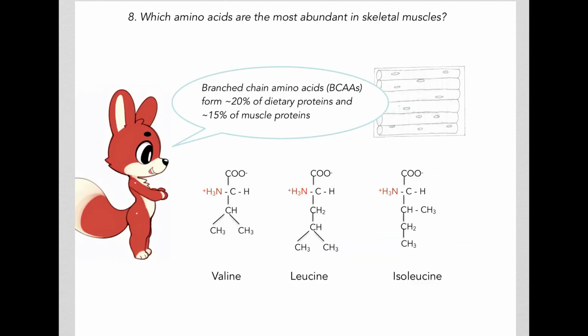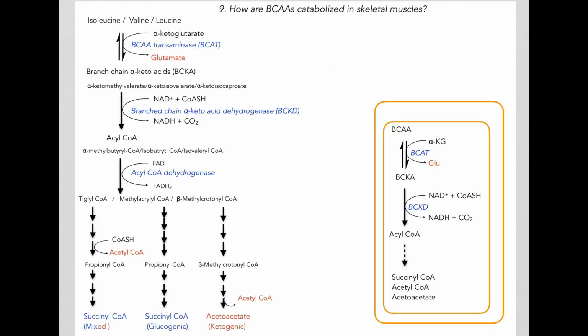A few words about the branched chain amino acids, BCAAs. That includes valine, leucine, as well as isoleucine. Now, branched chain amino acids form almost 20% of the proteins in your diet, and about 15% of muscle protein amino acids are actually branched chain amino acids. The metabolism of BCAAs is shown here.